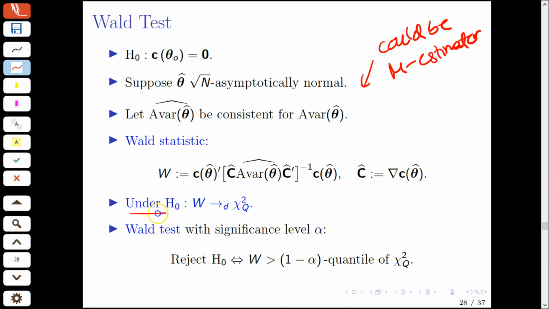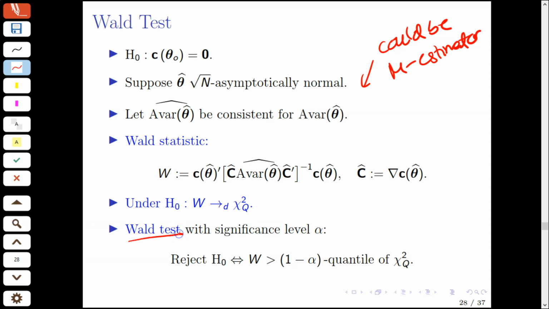Now, under the null hypothesis and some additional mild conditions, one may show that the Wald statistic converges in distribution to a chi-square distribution with q degrees of freedom. Hence, under the null hypothesis, the limiting distribution of the Wald statistic is completely known. It's something we can look up in a table.